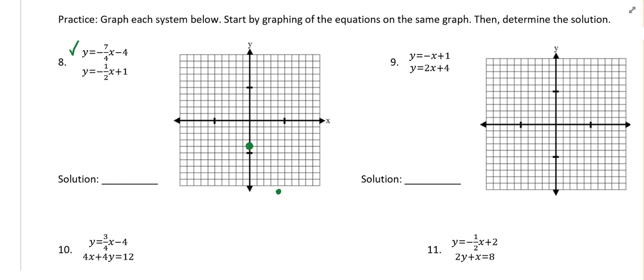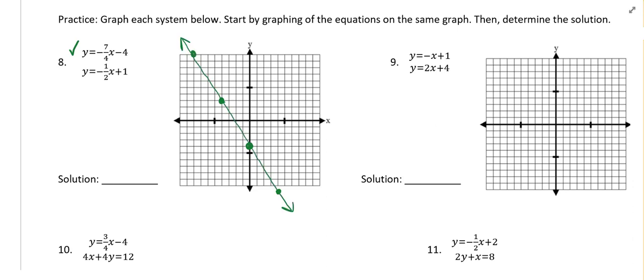But I know I also can go in the reverse. I can also go up 7 and to the left 4. So there is point number 3, and I can keep going if I need to and draw a line between my points, and that is the first equation graphed.